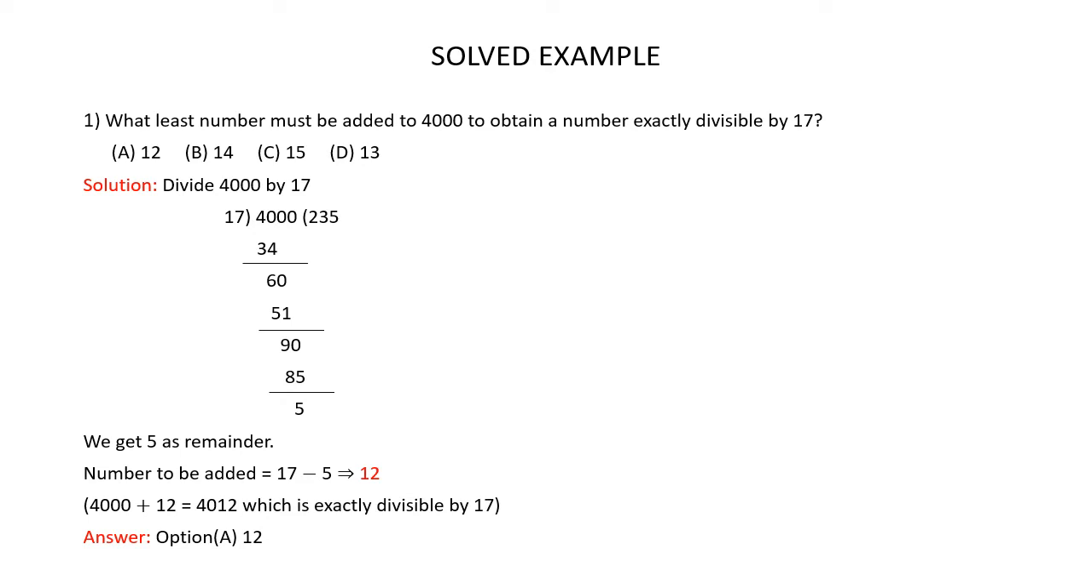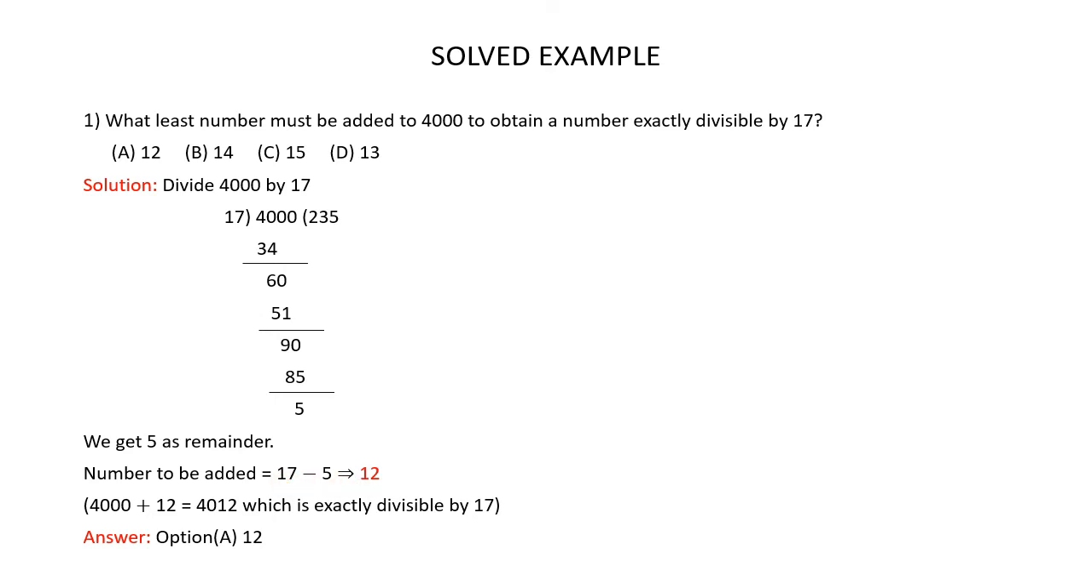For this, first divide 4000 by 17. When you divide 4000 by 17, you get 5 as the remainder. Now you have to find a number that is to be added to 4000 to make it exactly divisible by 17. The number to be added is nothing but the divisor minus remainder, that is 17 minus 5, which is 12.